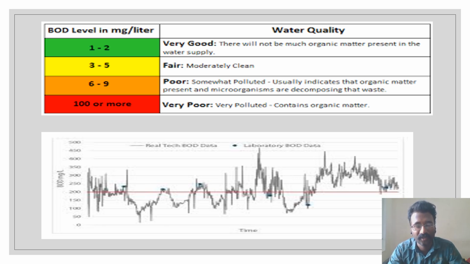If it comes from 6 to 9, then it is referred to as poor water. Somewhat it may be polluted at some point. It usually indicates that organic matter is present and microorganisms are decomposing it. So if you drink it, it must be containing microbes. If the BOD level is 100 mg or more, it is very poor and very polluted, containing large amounts of organic matter. So this is the graph showing how we get BOD.